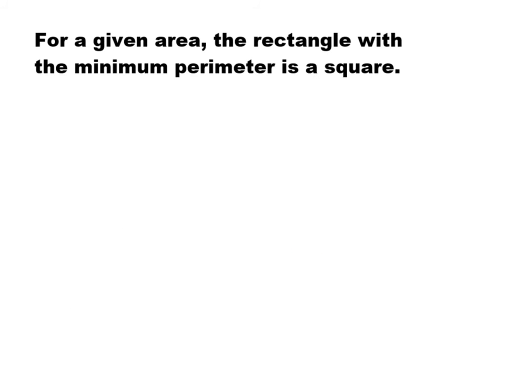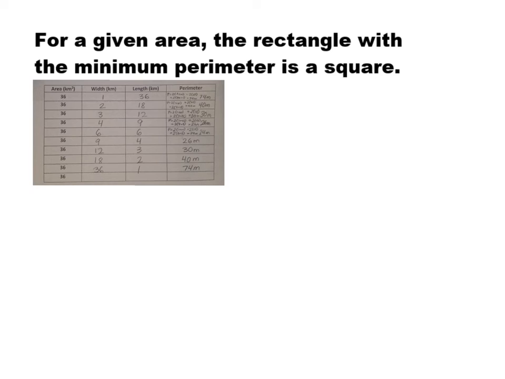Another fact that you should have discovered is that for a given area, the rectangle with the minimum perimeter is a square. This fact can be seen in the chart where the width is 6 meters and the length is 6 meters. So that is right here in our chart. As I've already noted twice before, making a chart like this is not efficient.